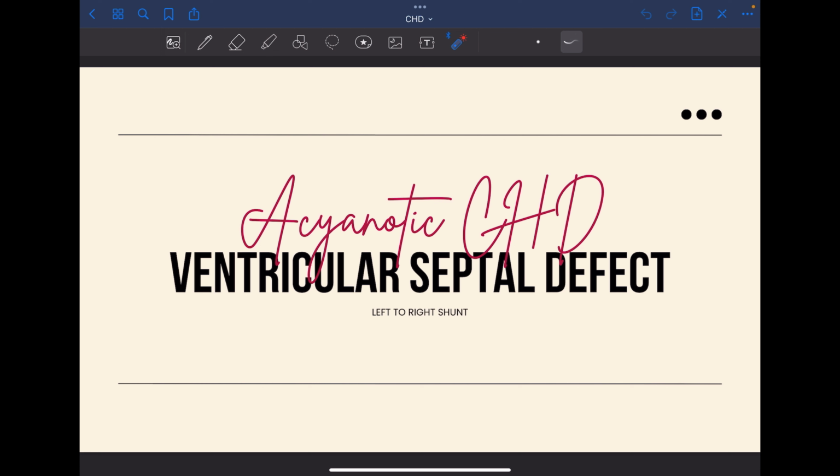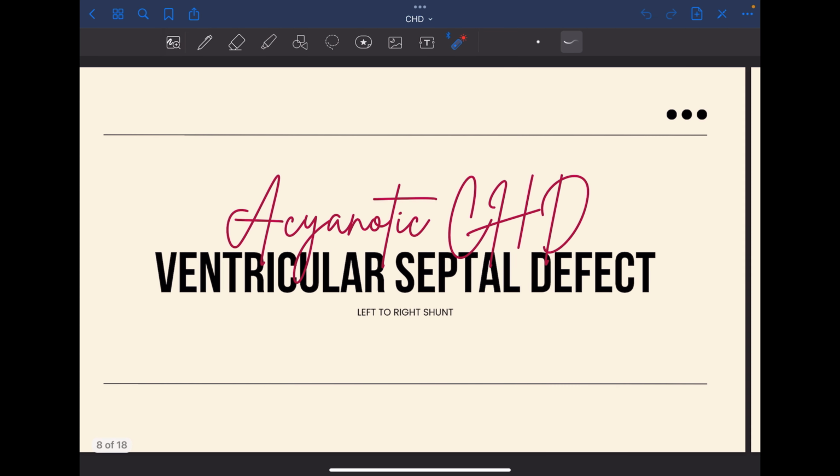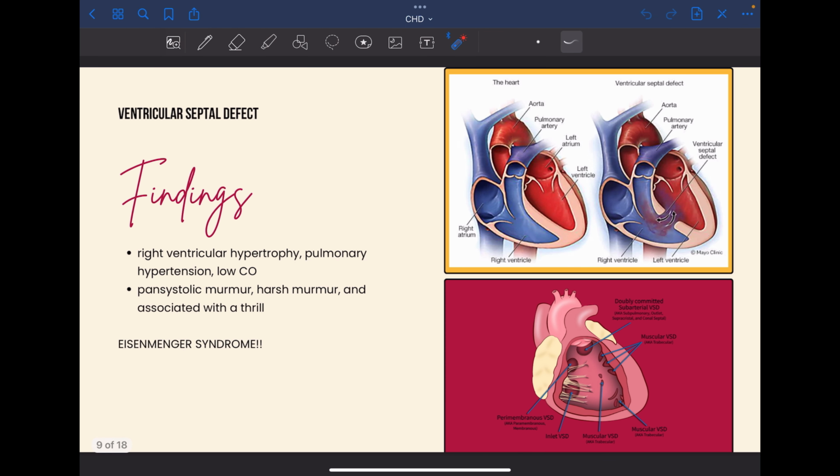The second congenital heart disease that we're going to be talking about is also an acyanotic problem, since the shunt will also be left to right, but this is a ventricular septal defect, so it's going to be happening in the ventricle. Technically, in fetal life, the interventricular septum has a membranous and a muscular part. The membranous part is the part up top, and the muscular is the part down below.